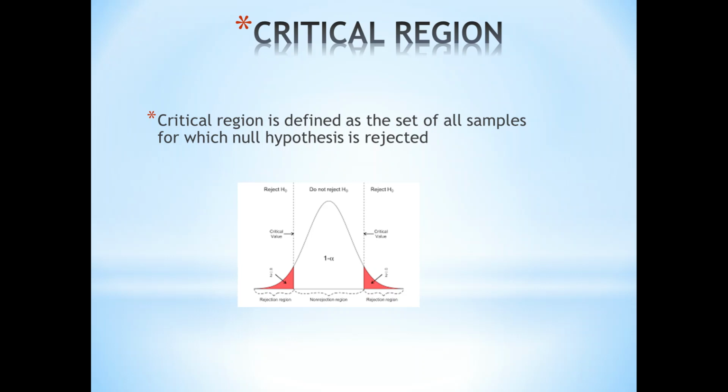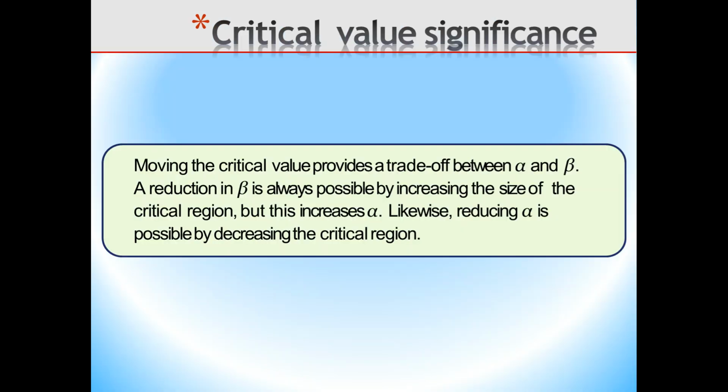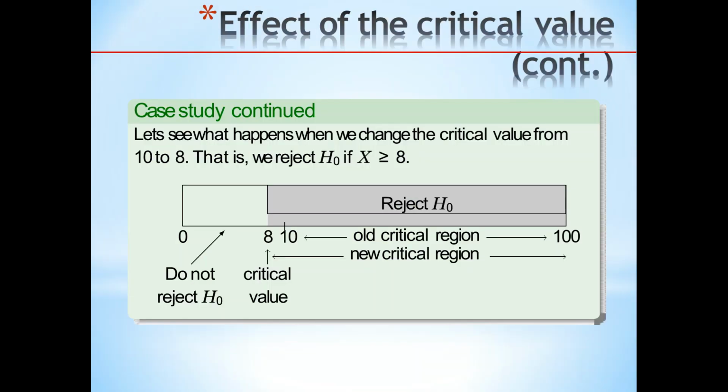As we can see in the diagram, the critical value significance mainly provides a trade-off between alpha and beta. A reduction in beta is always possible by increasing the size of the critical region, but this also increases alpha. Likewise, reducing alpha is possible by decreasing the critical region.